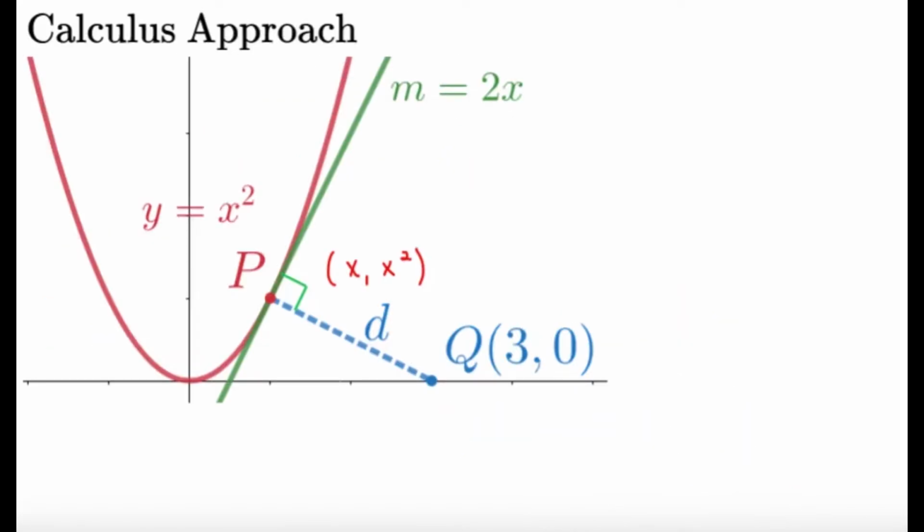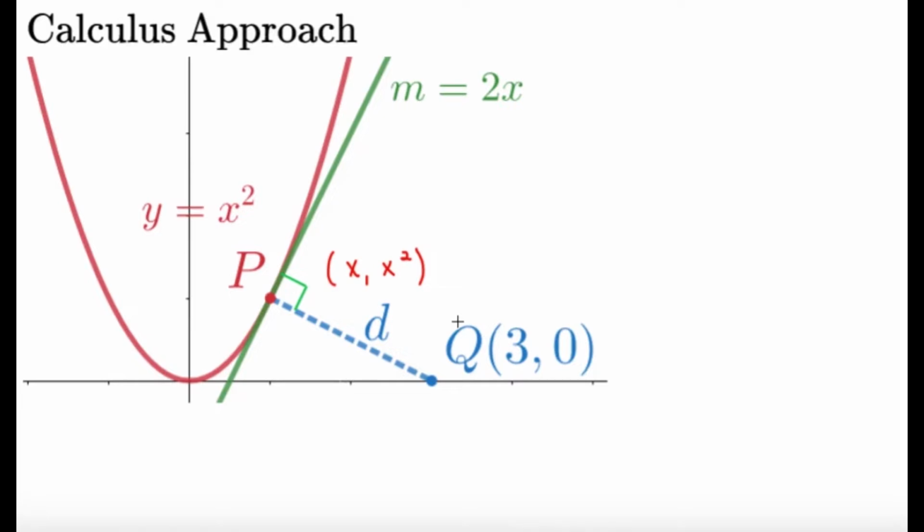So for example, we are still going to use the fact that P is at x comma x squared. But what we're going to do here is to realize that, since we've discussed back in high school that the shortest distance from any point to a line is the perpendicular distance, we can use this fact by checking the tangent line at a specific point x.